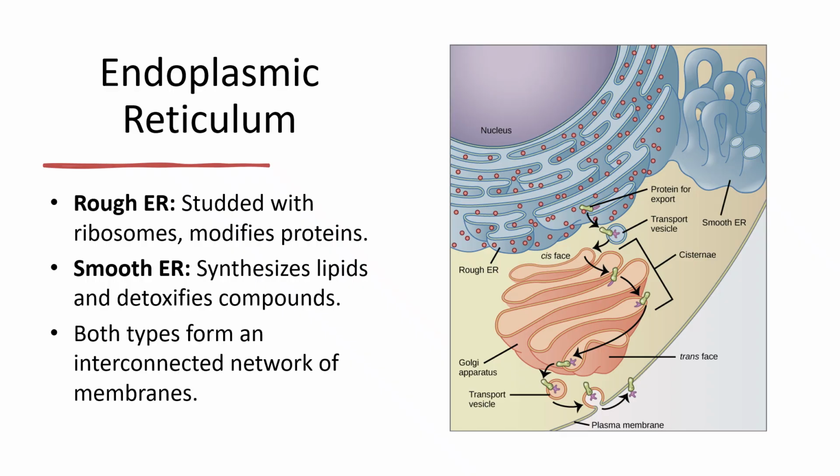The ER comes in two forms. Rough ER is studded with ribosomes and helps process proteins. Smooth ER, on the other hand, synthesizes lipids and helps detoxify harmful chemicals. Together, they form a network of membranes that support cellular manufacturing.